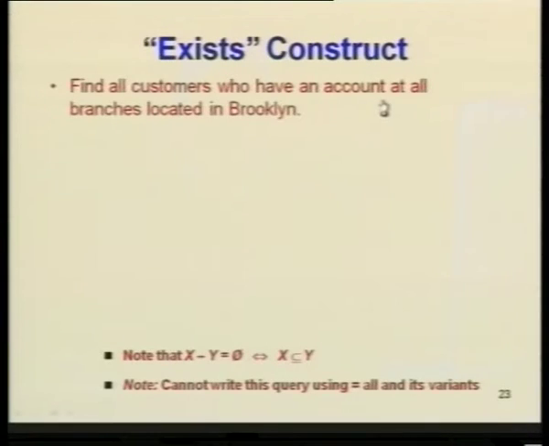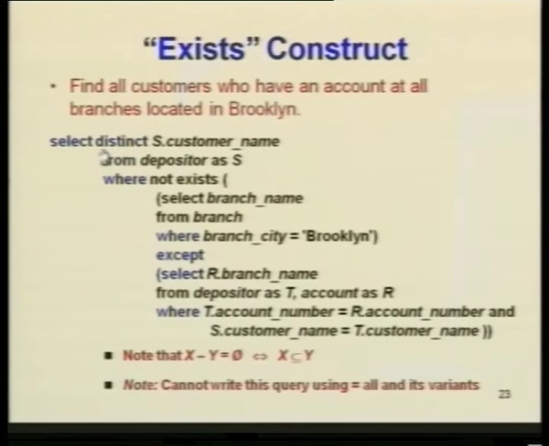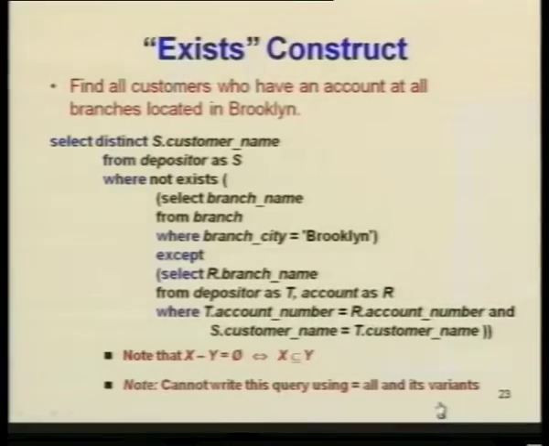Find all customers who have an account at all branches located in Brooklyn. So, here is this: select distinct S.customer_name from depositor as S where not exists, select branch name from branch. Now I am looking at all the branches in Brooklyn, and he should have an account at all the branches. So, this is the way that this query will be written. You cannot write this using equal to all and so on.